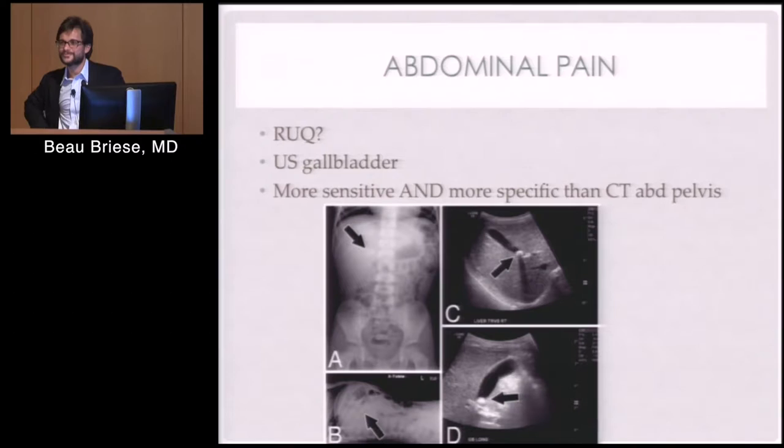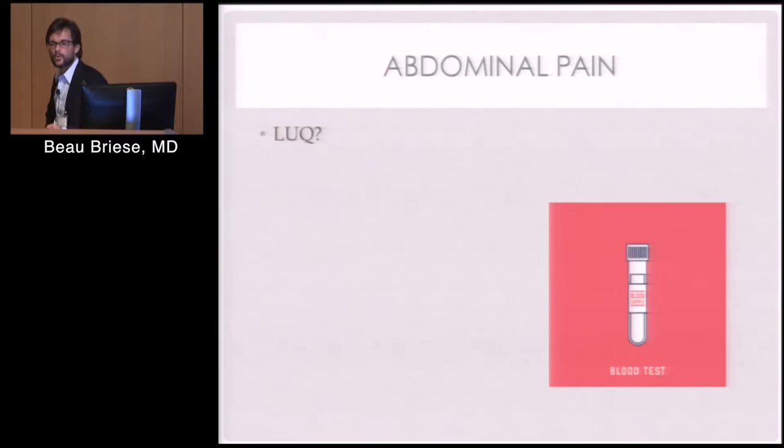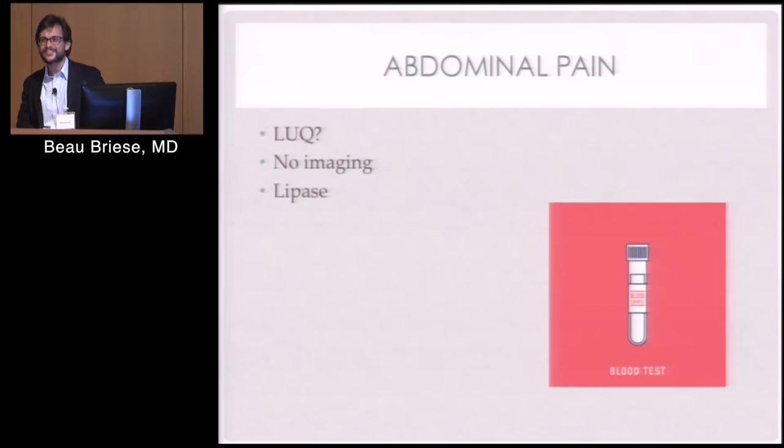Right? So, all right, left upper quadrant. There's a big hint here. What imaging do you get if they have isolated pain in the left upper quadrant? This is the trick question. Get a lipase, because you're looking for pancreatitis.